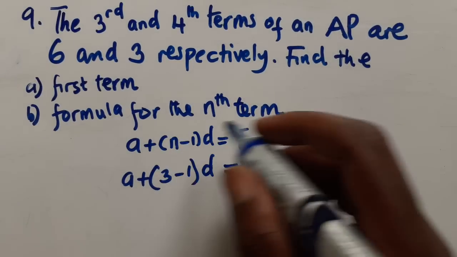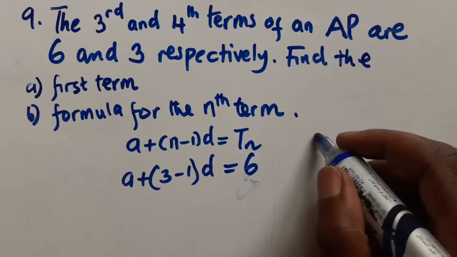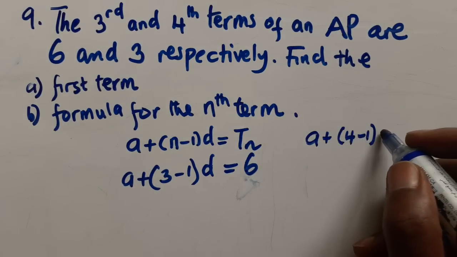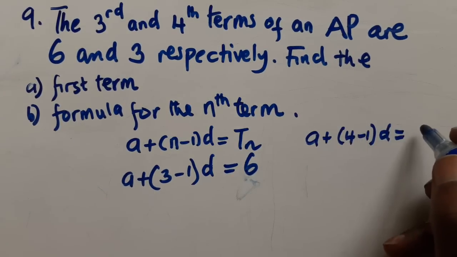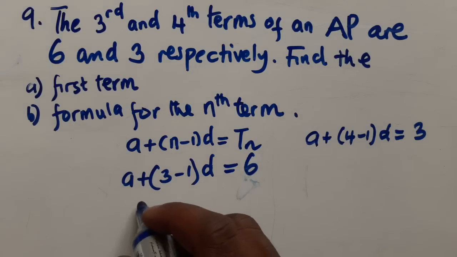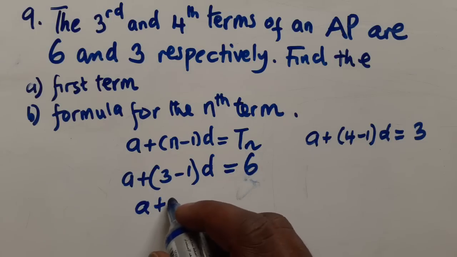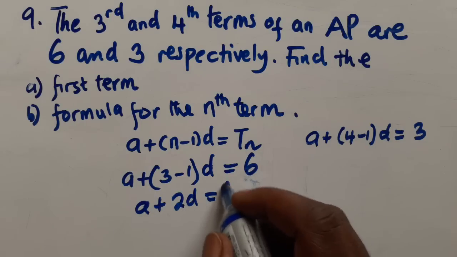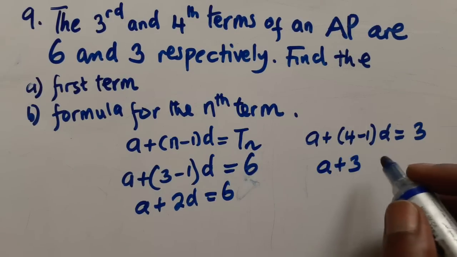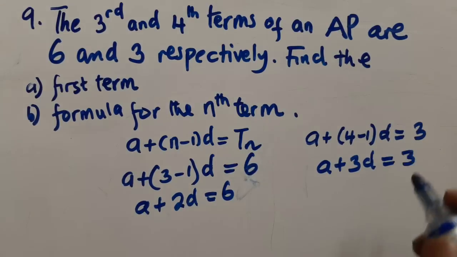And then for the other one, the fourth term, which is A plus, now 4 minus 1, D is equal to 3, isn't it? So this gives us what? A plus 2D is equal to 6. This gives us A plus 3D is equal to 3.